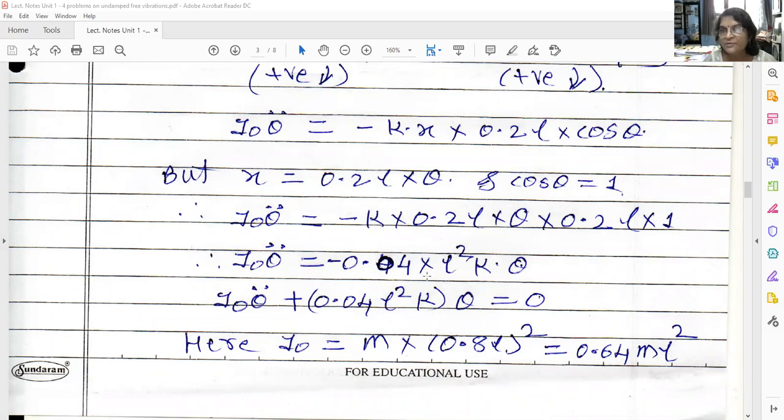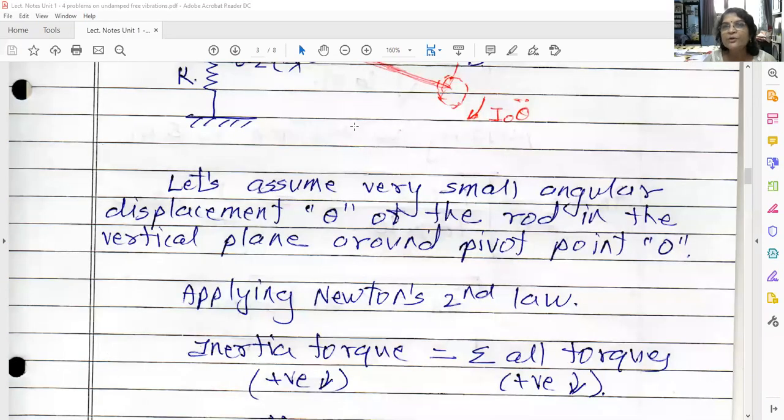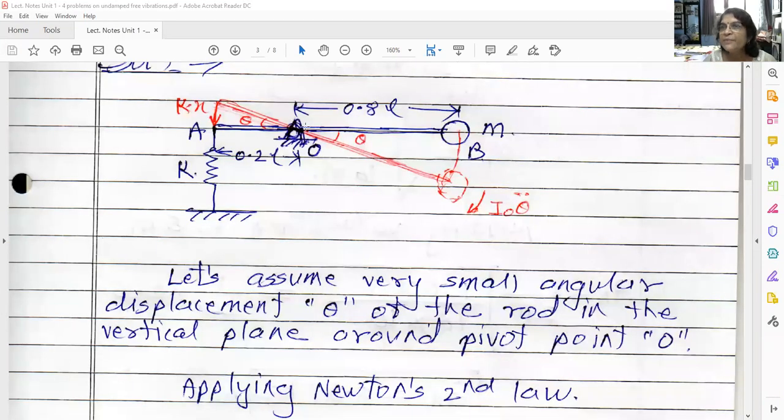Now bring this term towards the left side. So what we are getting? Io theta double dot plus 0.04 L square K into theta is equal to 0. Now, what is the value of Io here? That we have to find out. This is nothing but like a simple pendulum. Okay, you can treat this as a simple pendulum.